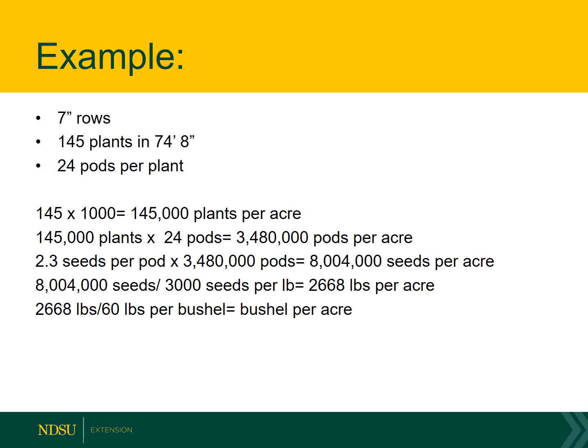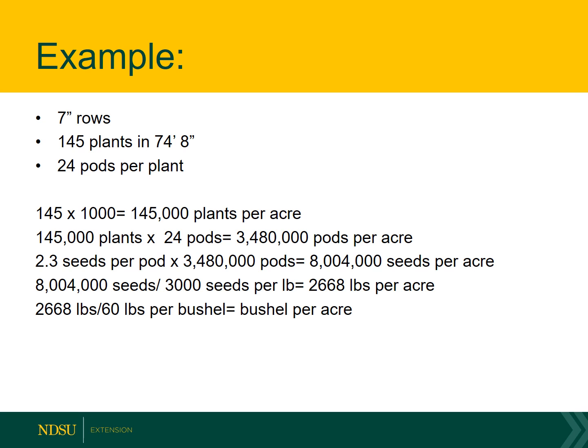So we have 7-inch rows, and so we had to do 74 feet and 8 inches. So we had 145 plants. I tried to make this as realistic as possible, so bear with me. And then we got 24 pods per plant. I figured about 3 pods per node, and I got about 8 nodes. So we got 24 pods per plant.